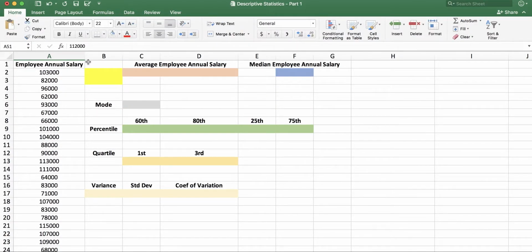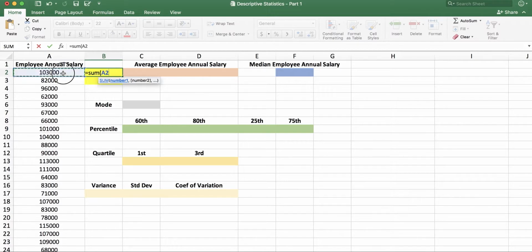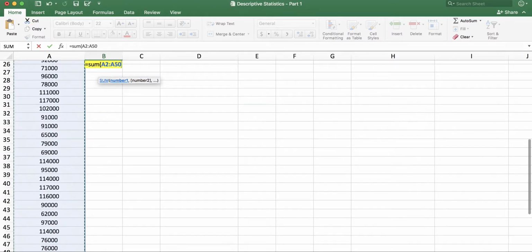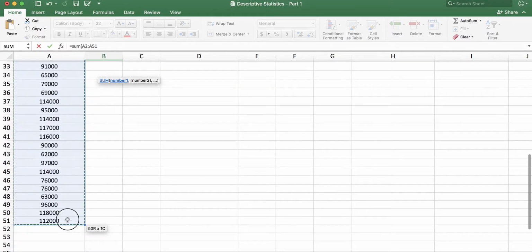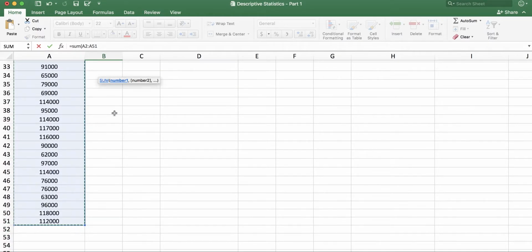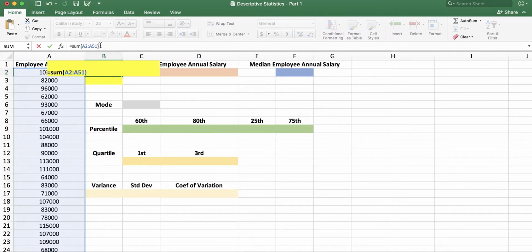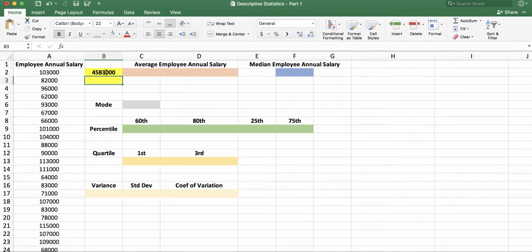What I'm going to do is calculate the average, or the mean, of the annual salaries. I have two methods to calculate the mean. Again, remember, the mean is equal to the sum of all data entries divided by the number of observations. So here's what I can do. This is kind of a longer way to do it. I can use the sum function and sum all of these salary values. So it goes A2 up to A51, and that will give me the sum of the employee salaries.